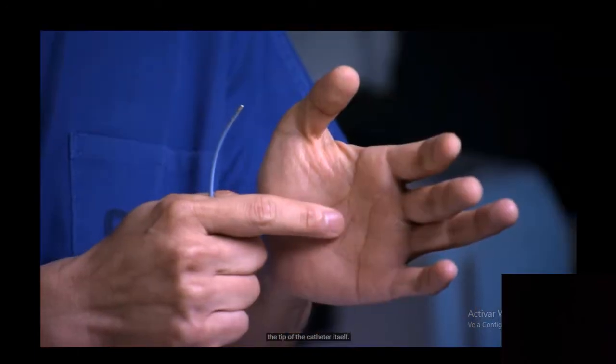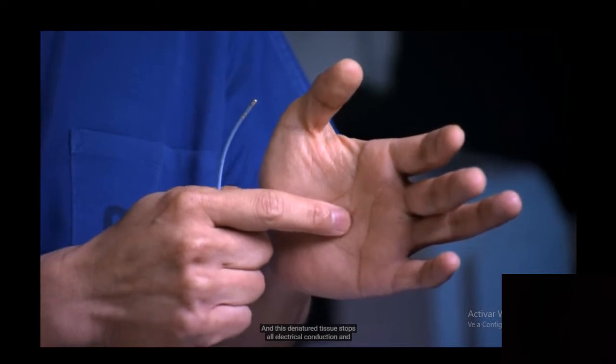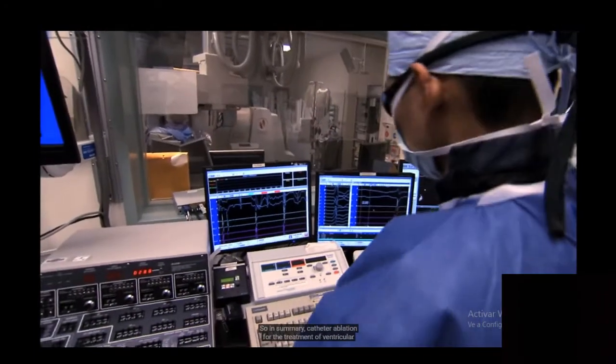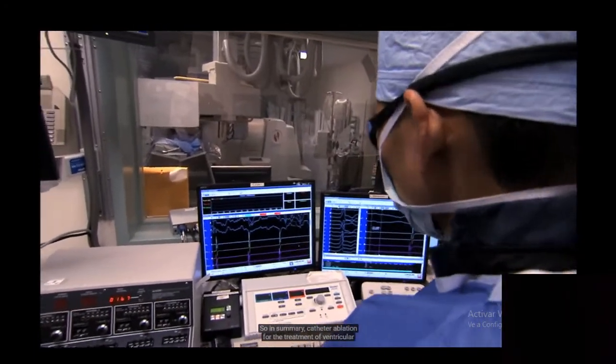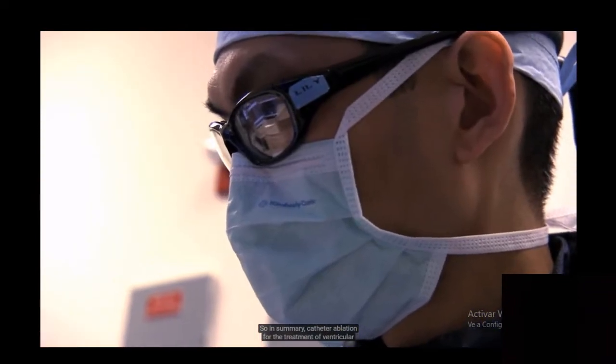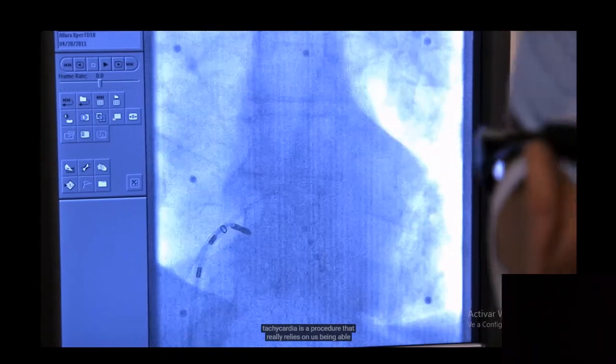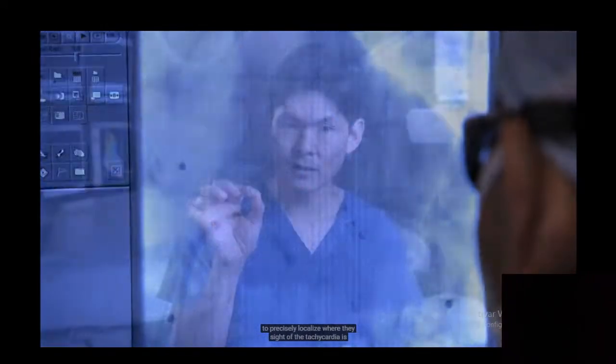And this denatured tissue stops all electrical conduction. And over a few months' time, this denatured tissue then heals itself into some permanent scar. And this is what keeps ventricular tachycardia from reoccurring. So in summary, catheter ablation for the treatment of ventricular tachycardia is a procedure that really relies on us being able to precisely localize where the site of tachycardia is actually coming from.